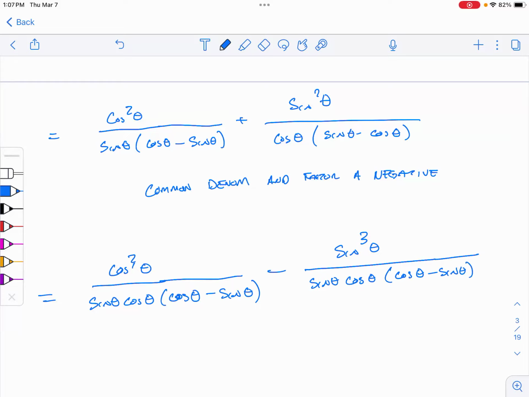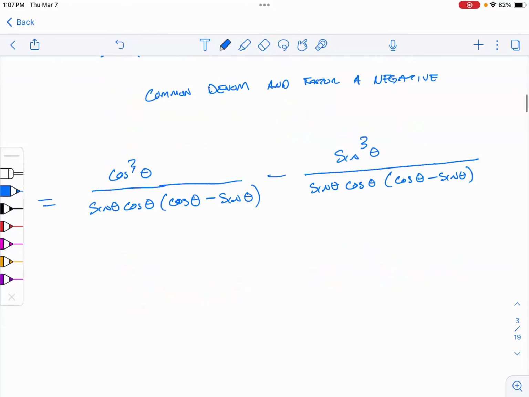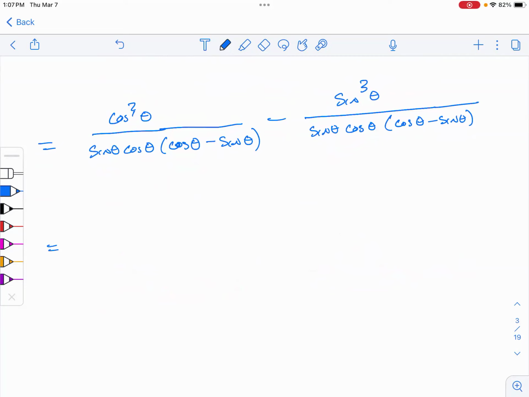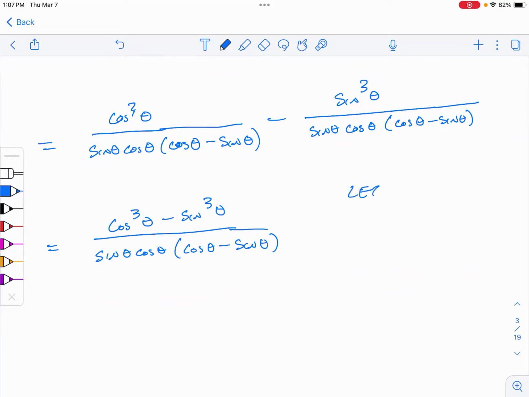And just so we can see that it is the same, right? By factoring the negative, that became negative sine plus cosine. So I could just rewrite it the other direction. And probably should have done this earlier, but let's do it now.